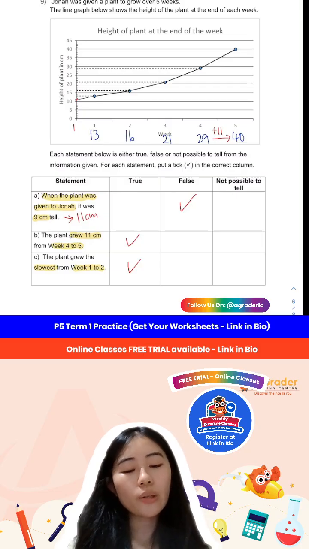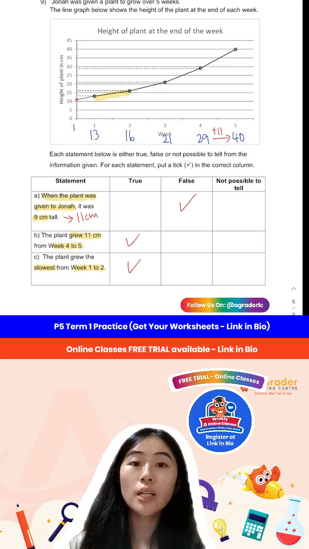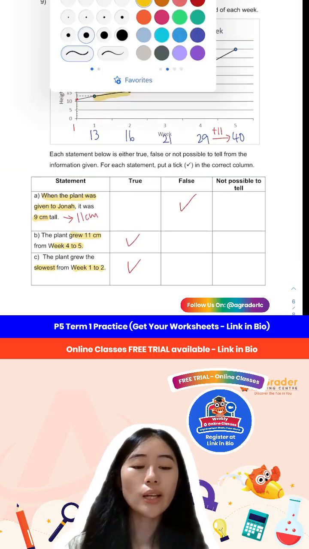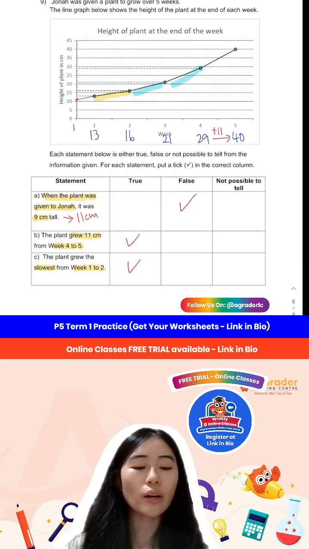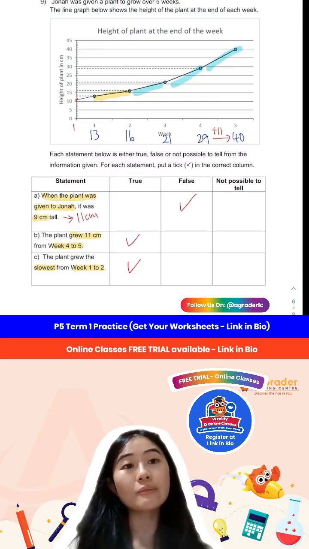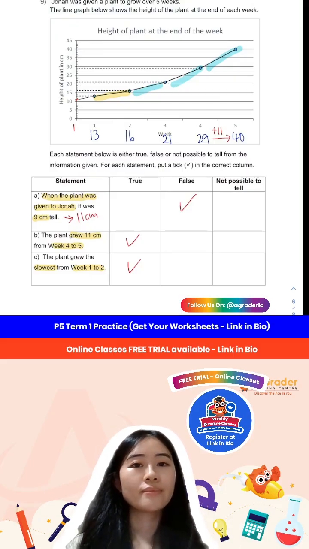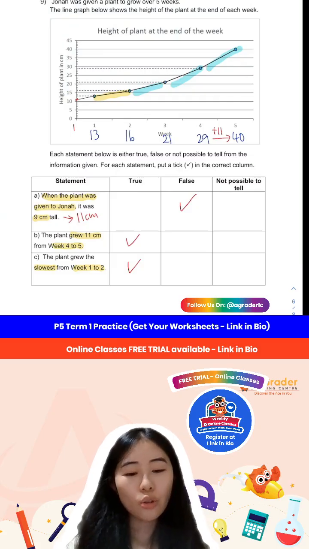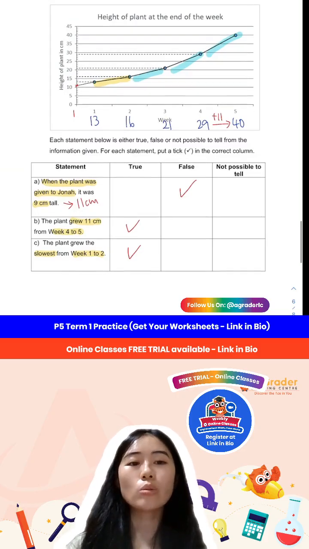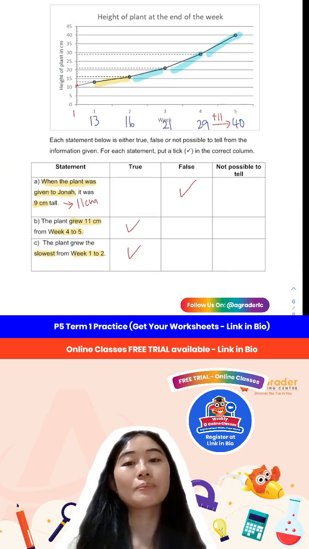If you look at the gradient of the graph, you'll notice that from week 1 to 2, the gradient is the most gentle. This means that it's moving very slowly. As compared to other parts of the graph, you can see that it's becoming steeper and steeper, which means it's growing very fast. So for statement C, you don't need to calculate. You can just look at the gradient of the graph, how steep or how gentle it is.